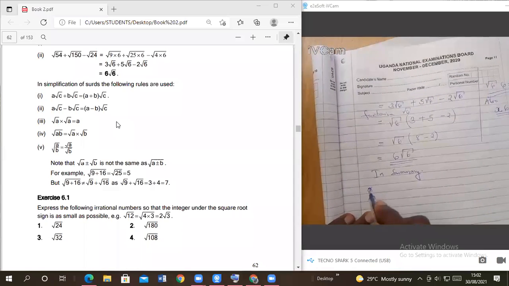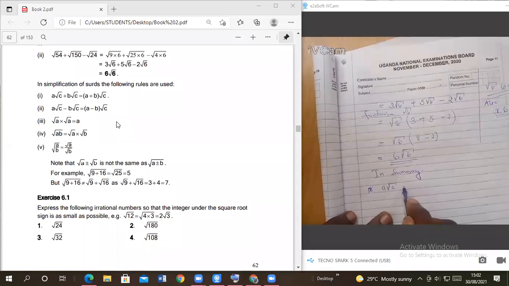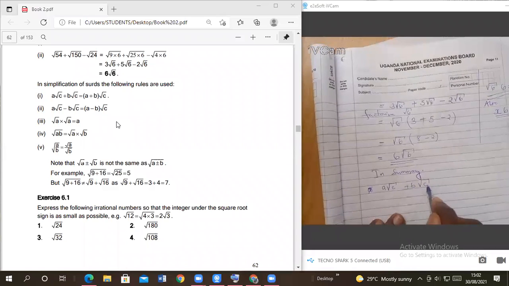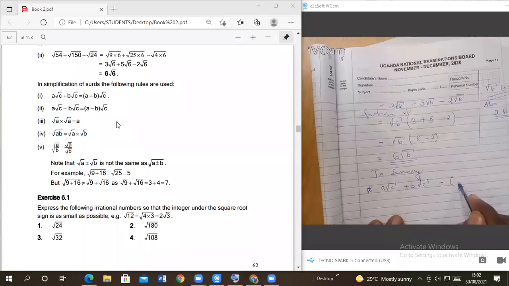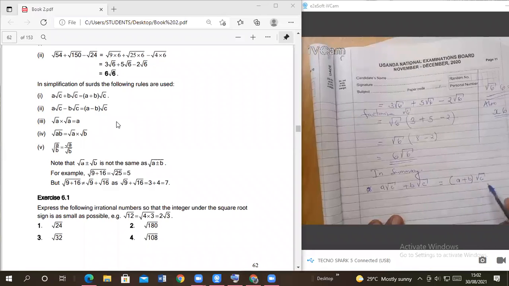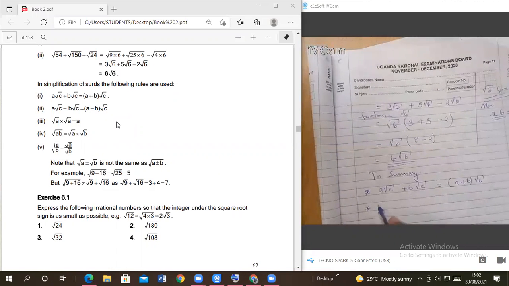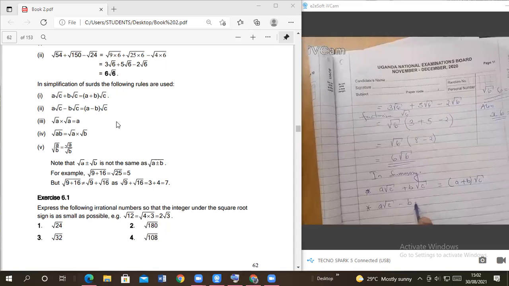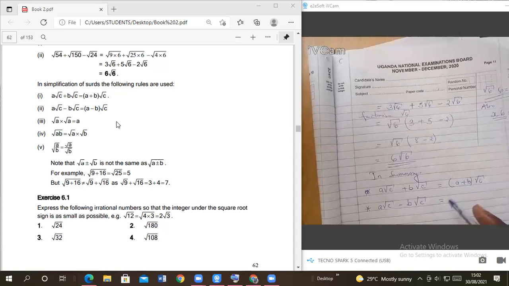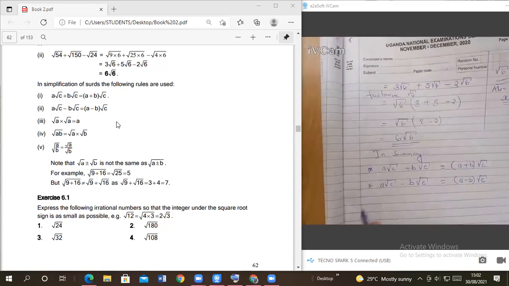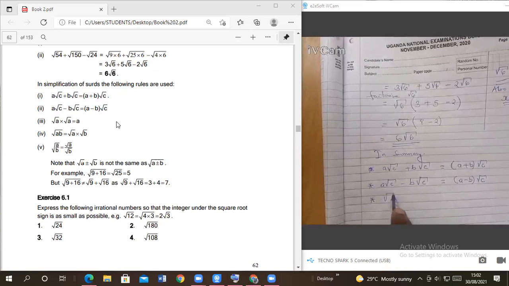One, if you have a root of c plus b root of c, when you factor, you see what is common here? Root of c is common, right? You factorize that, so when you factorize root of c, you will have a plus b, root of c. The second one is if I have a root of c minus b root of c, this one will just be the same as a minus b, root of c. Then the next one, if I have root of a times root of a, okay?